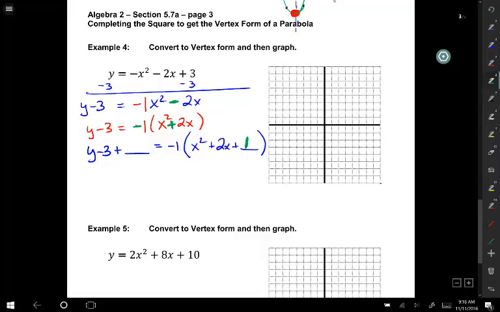Now, freeze for a second. I'm asking the same question every single time. What am I really adding to the right side? Am I adding 1? No. I'm adding negative 1, because you have a negative 1 times 1. That's what I'm really adding. I'm really adding a negative 1. And so you really have to counterbalance that by adding a negative 1 to the other side.